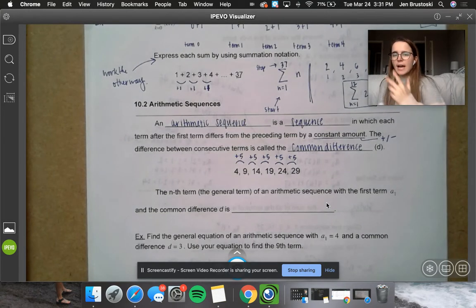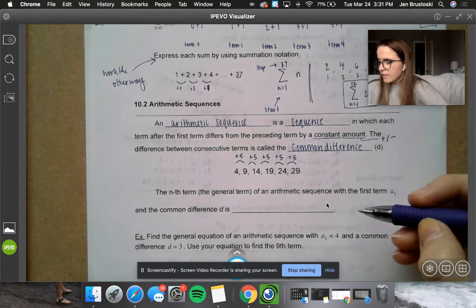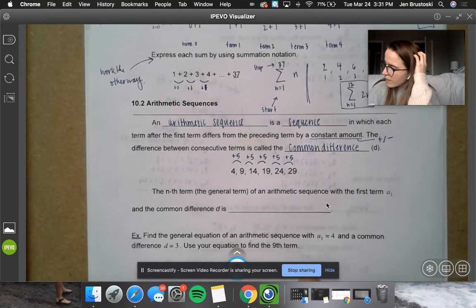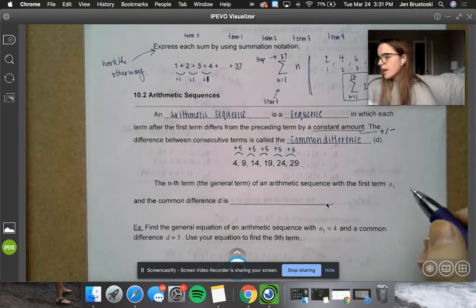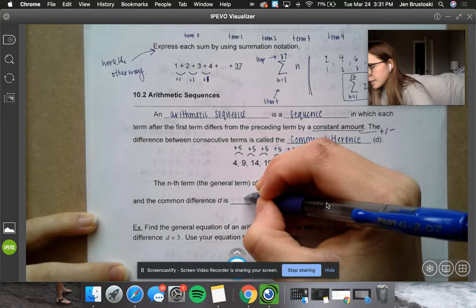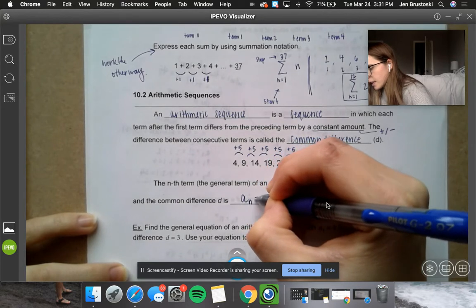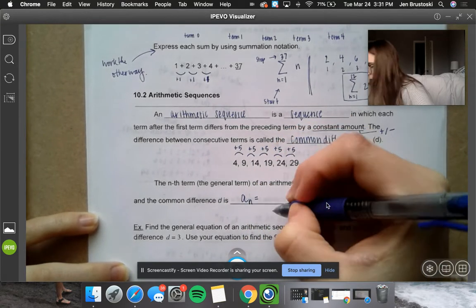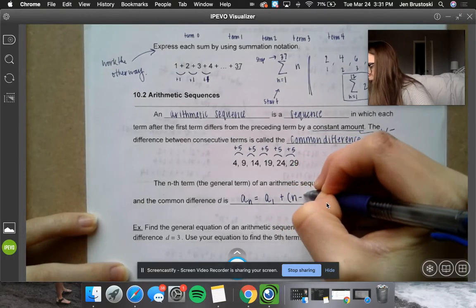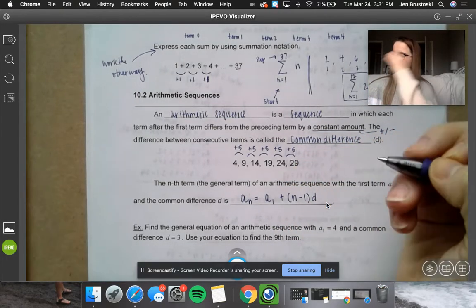Okay, if we have to add each time to find what our nth term is, that can be really bothersome. So here's the equation for that. The nth term, or sometimes called the general term, of the arithmetic sequence with the first term a sub 1 and the common difference d is a sub n equals a sub 1 plus n minus 1 times d.